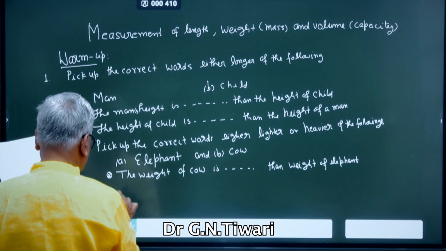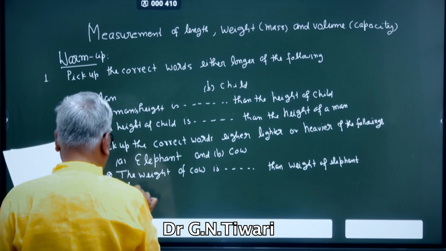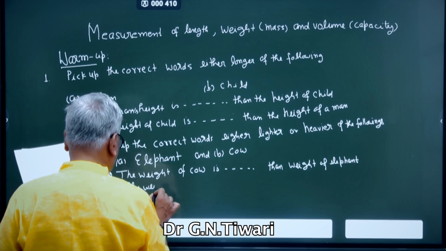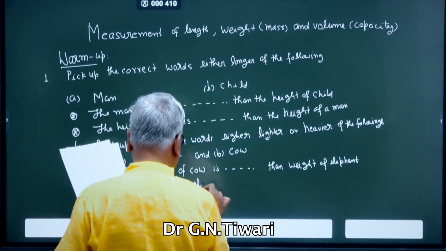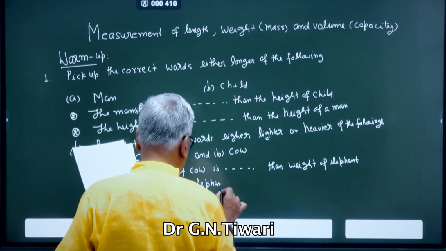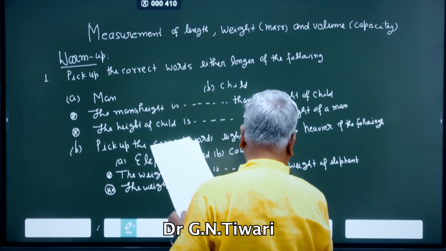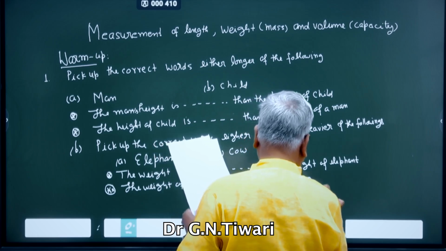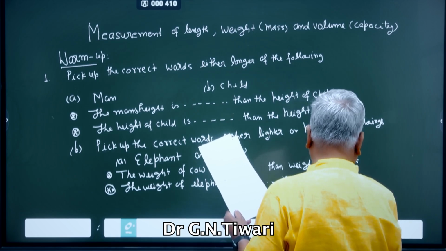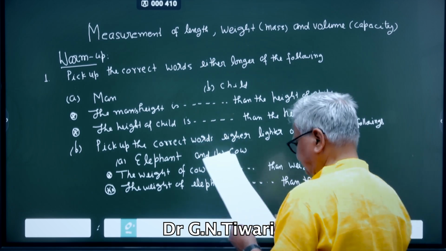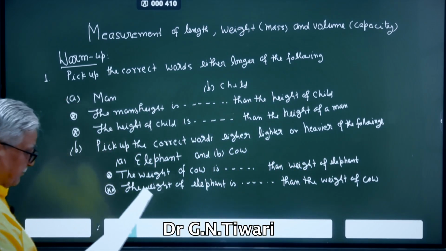B, the second question in reverse way: the weight of elephant is, here you have to fill in, heavier than the weight of cow. Now this is very important to make one B part.